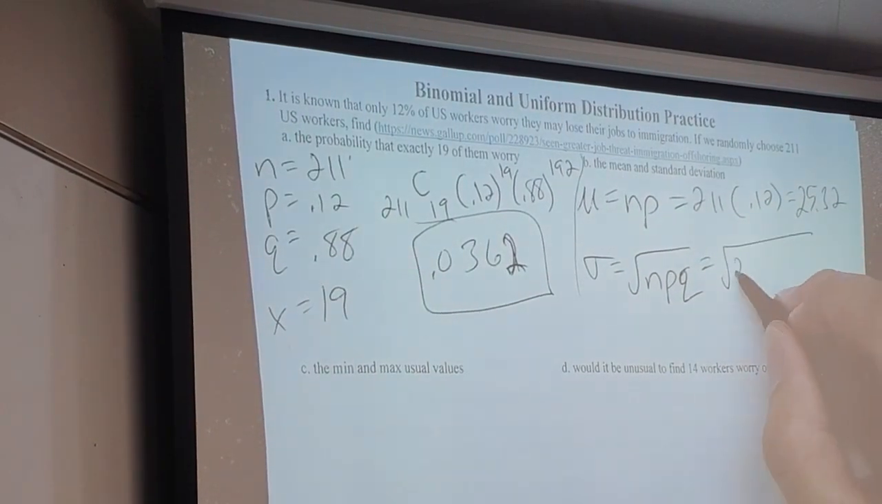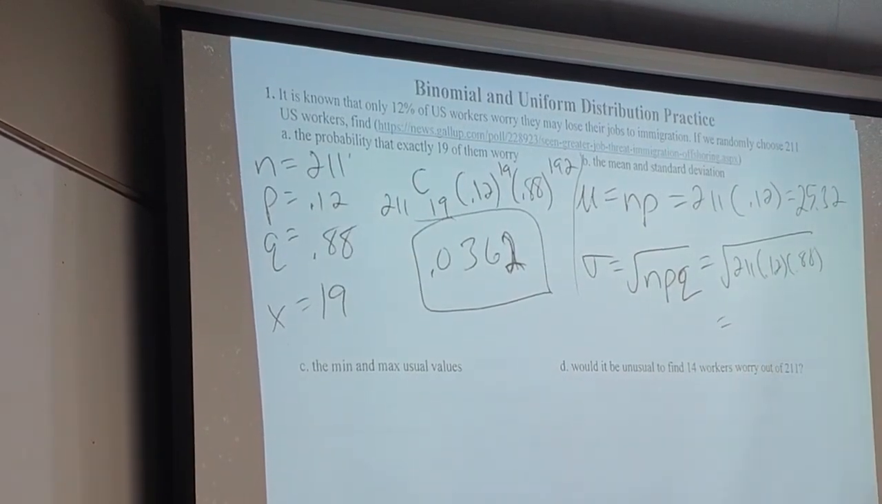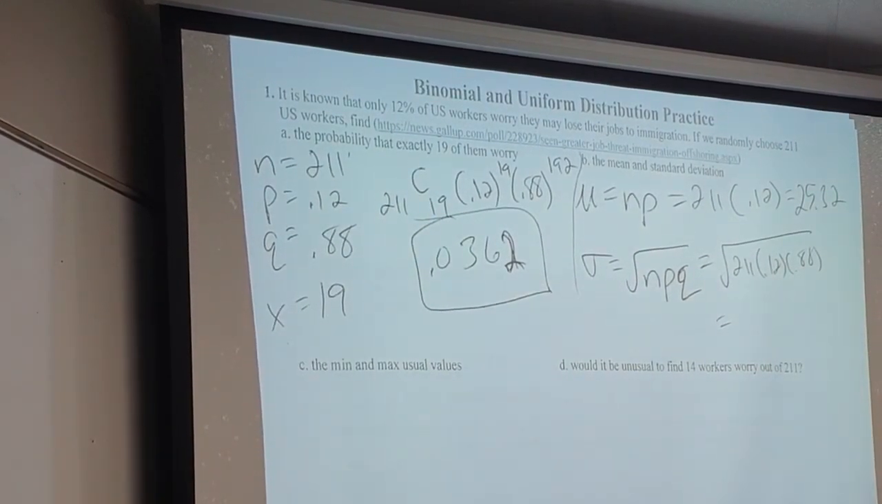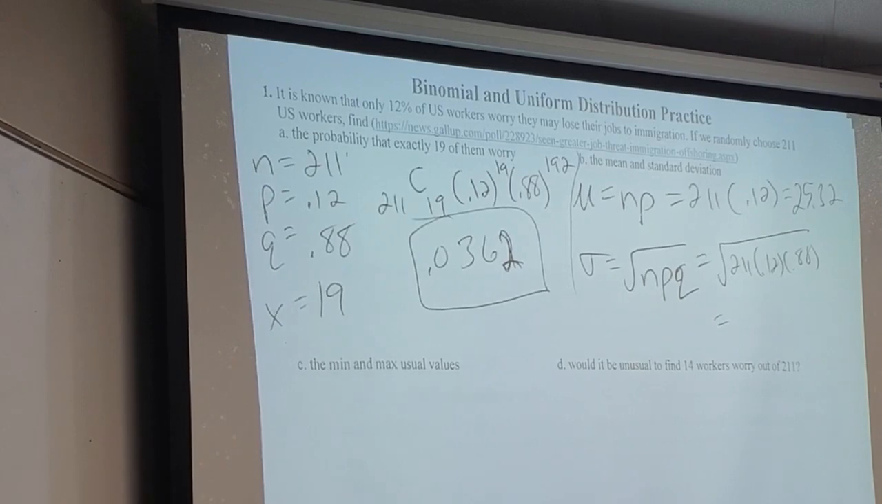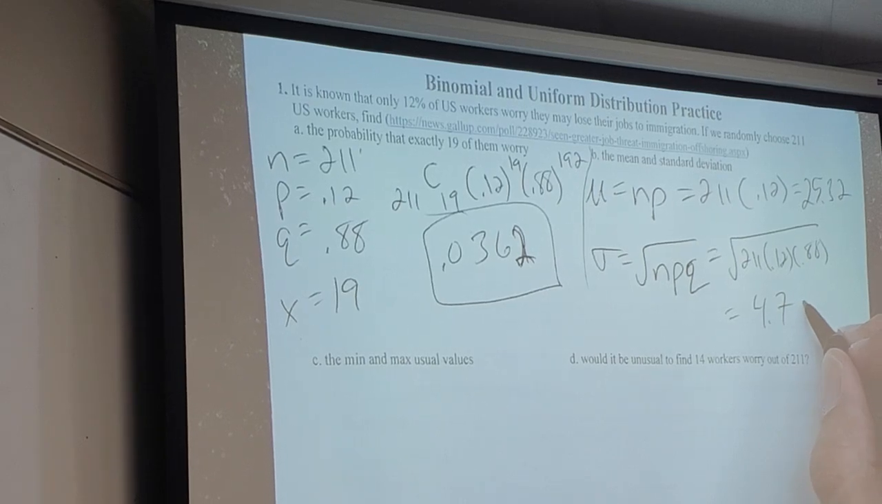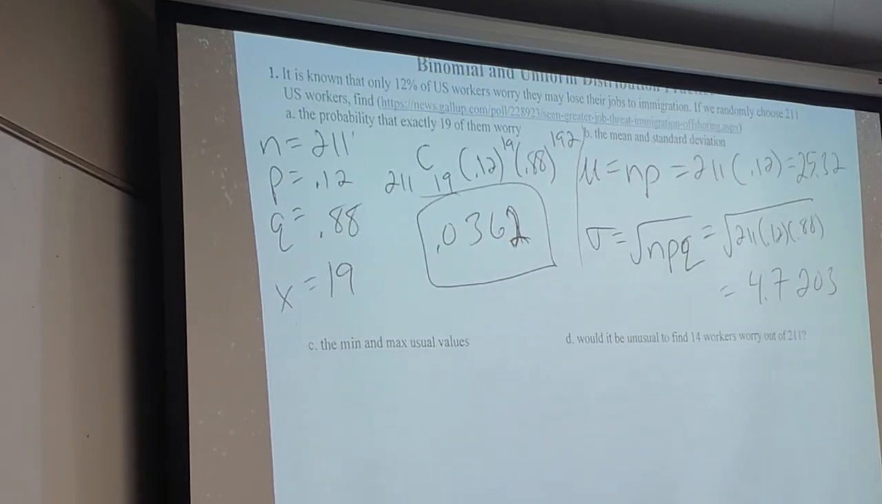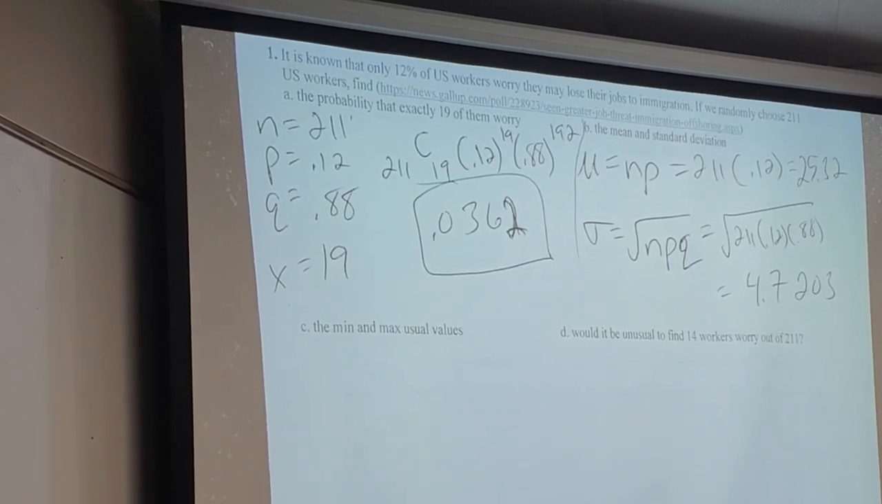And now you gotta do the square root of 211 times 0.12 times 0.88. Let's try to do it in your head, Jeff. Why not? Do it, math boy. I don't know. 4.7? 4.703. Sure. Okay. Or 4.72 would be fine. I like it. All right, not too bad.